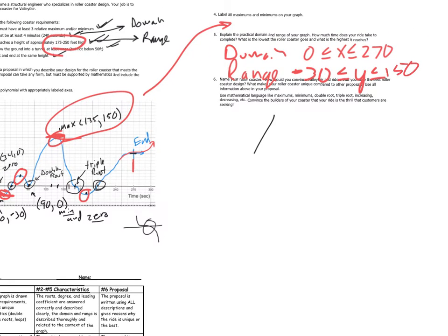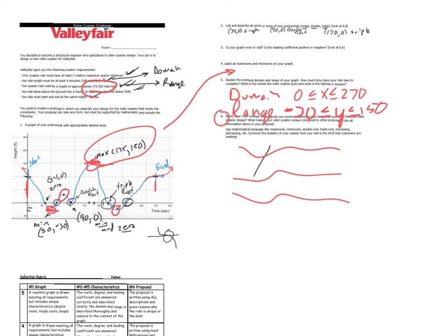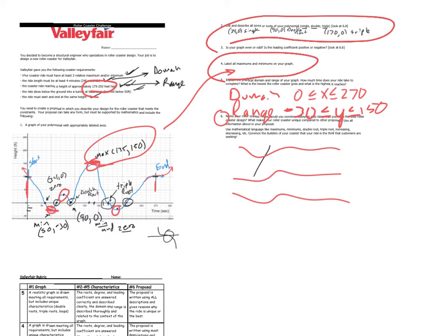so don't make the mistake I did. And then here, number 6, the last one, you're going to write a little paragraph naming your roller coaster, telling me why it's great, but then involve all the math. Like talk about the zeros, double roots and triple roots. Talk about the maximums and minimums. Talk about the domain and range. Have that in your description somehow, some way. And that's kind of what you're going to be graded on.